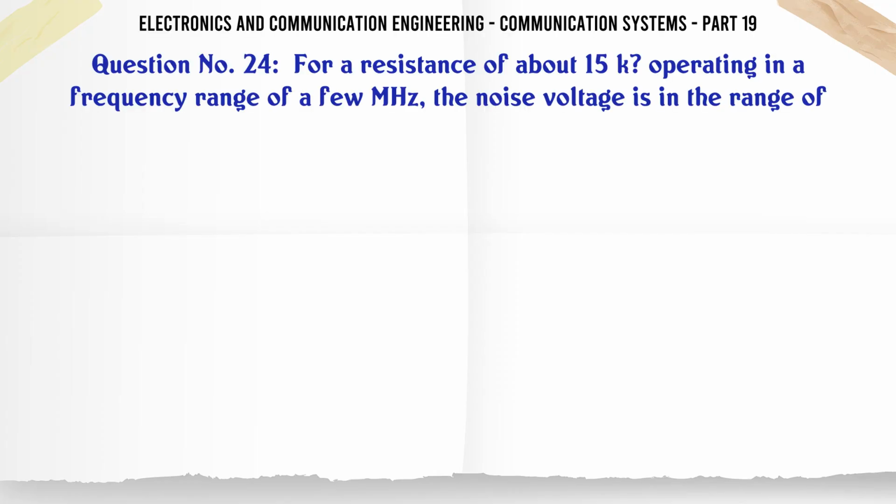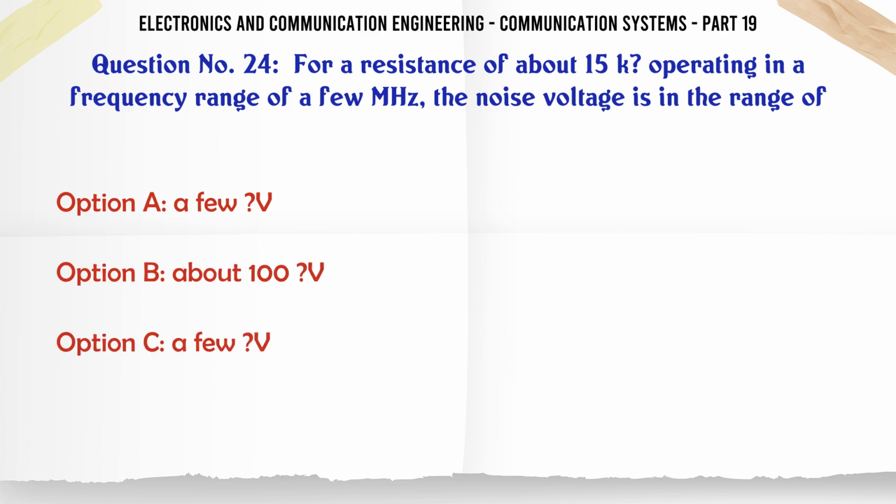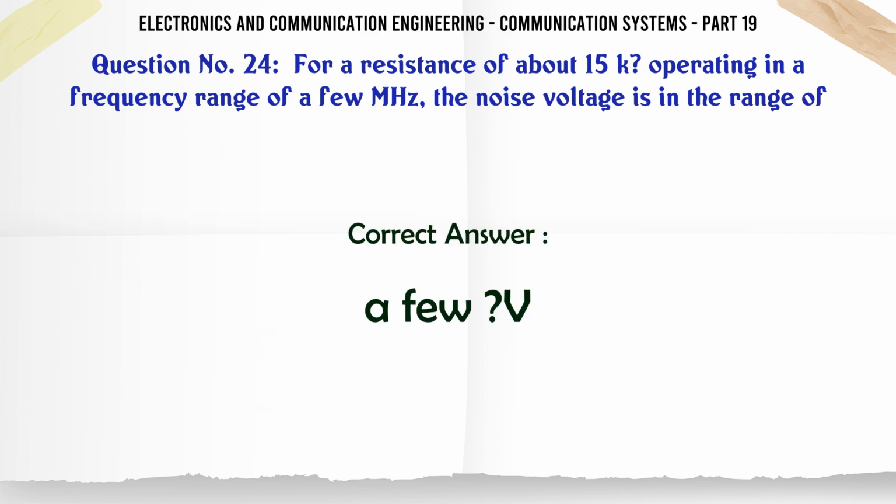For a resistance of about 15K operating in a frequency range of a few mHz, the noise voltage is in the range of A. a few V, B. about 100 V, C. a few V, D. a few volts. The correct answer is a few V.